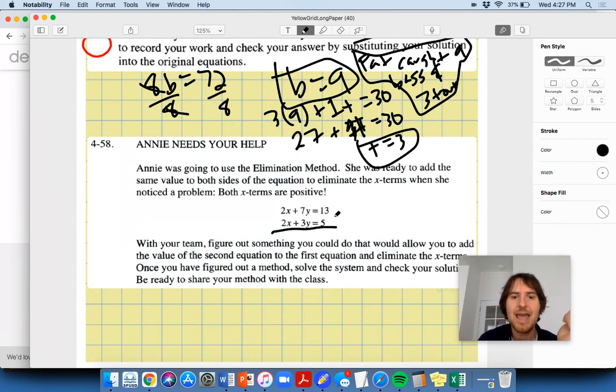Well, we can't add these two together right away. This would be 4x, 7y plus 3y, that's 10y, and 13 plus 5 is 18, because we haven't eliminated any variables. So hopefully you figure this one out on your own. If not, I'll explain it here.